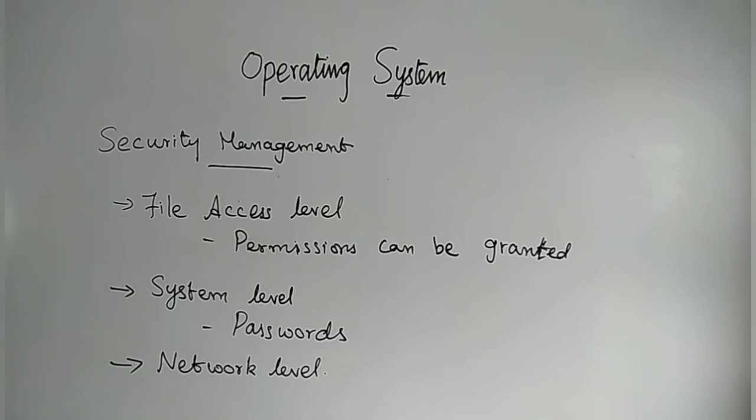The next one is the system level. When you switch on the computer, a password can be given, so that by means of that password another person will not be able to open your system. And the next one is the network level. When your computer is connected in the network, reasonable security must be given so that your most important details or normal details will be secured for you. So these are the 3 levels you have under security management.